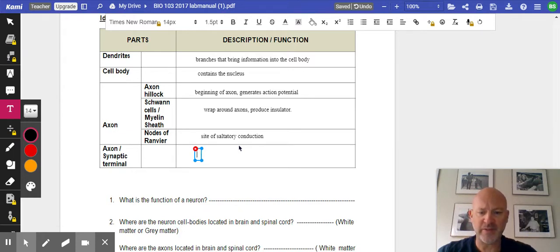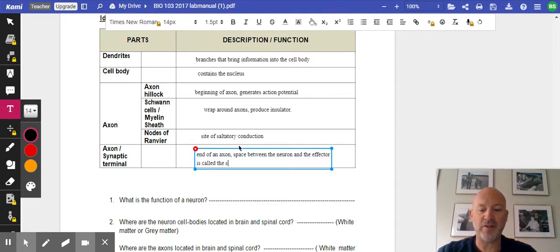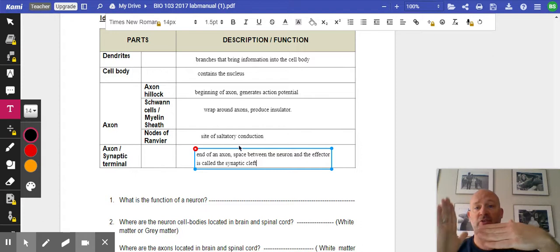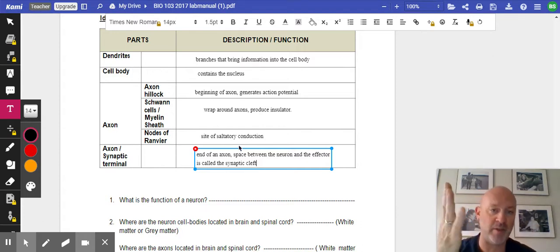The axon terminal is the end of an axon. And the space between the neuron and the effector is called the synaptic cleft. All right, so remember, the neurons don't actually touch the effectors. Remember, the effectors could be, let's say, a muscle.